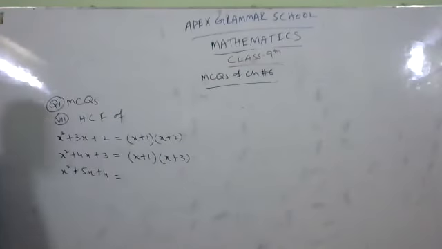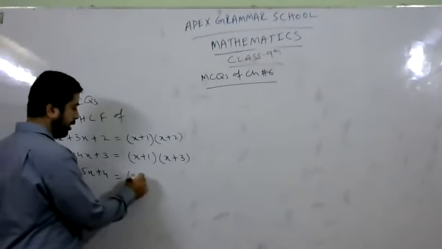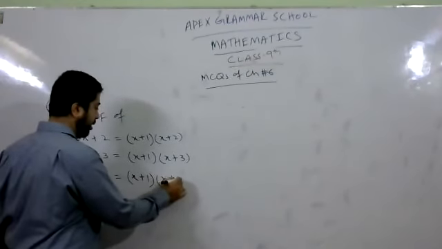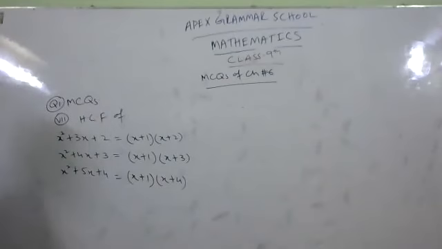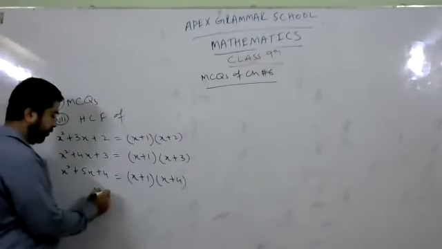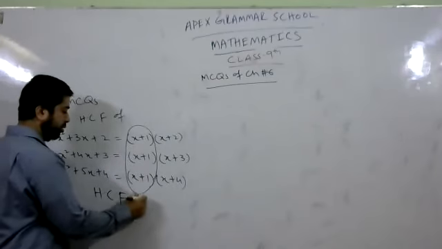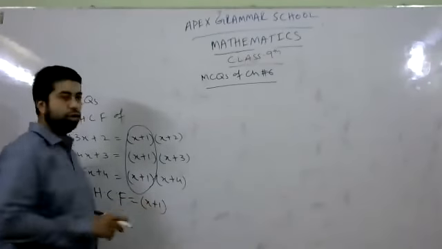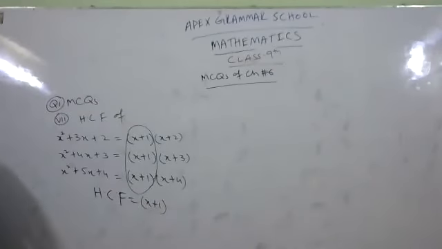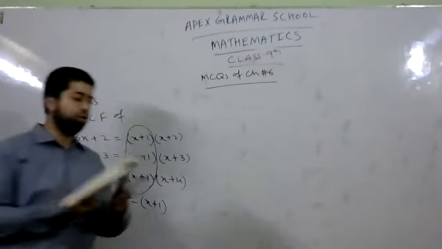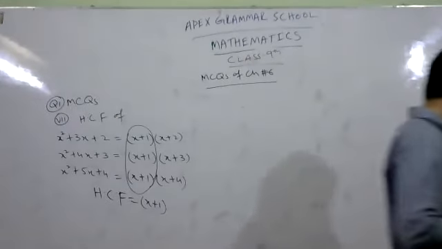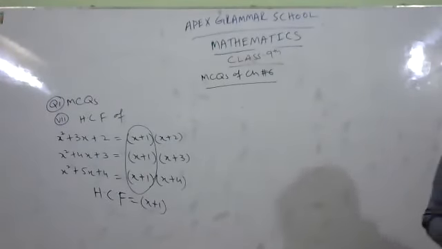And you can also do the middle term breaking of x square plus 5x plus 4. You will get x plus 1 and x plus 4. Now you can easily find the HCF. The HCF is x plus 1, which is common. So you can easily solve it. The correct option of part number 7, that is option number 8, whose answer is x plus 1.